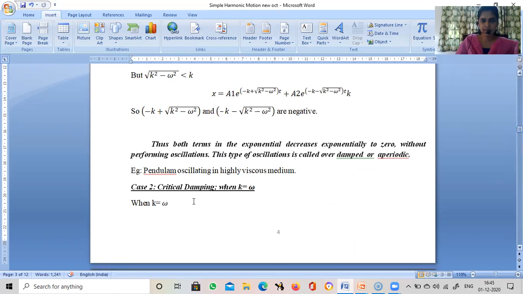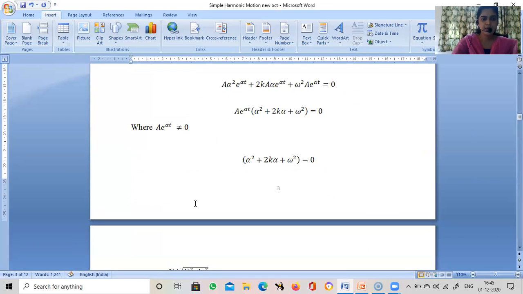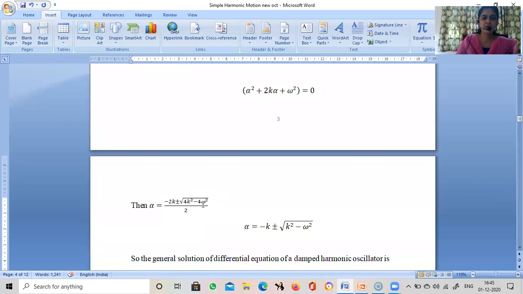To find the solution of this equation, we use the general form of the quadratic solution, minus b plus or minus root of b square minus 4ac, divided by 2a. So alpha is equal to minus 2k plus or minus root of 4k square minus 4 omega square divided by 2. Dividing each term by 2, we have alpha is equal to minus k plus or minus root of k square minus omega square.